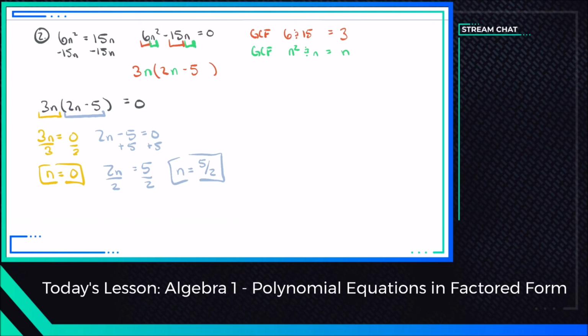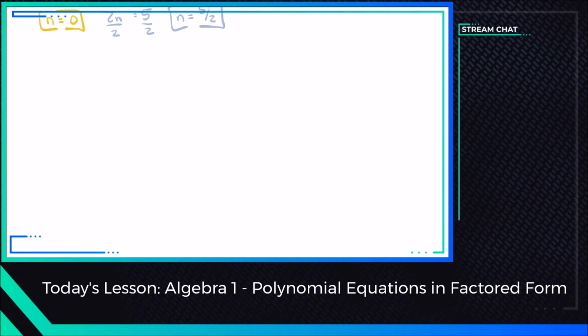All right, I want to do another problem like that to really just hammer this idea home, and then that's all I'm going to have for you today. So let's just look at something a little more straightforward. It's going to be a squared plus 5a is equal to 0.